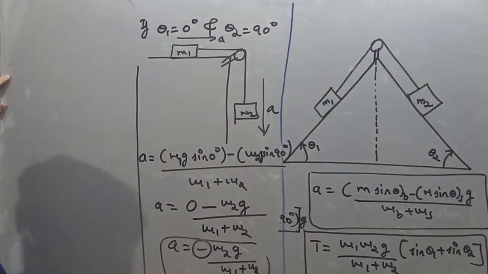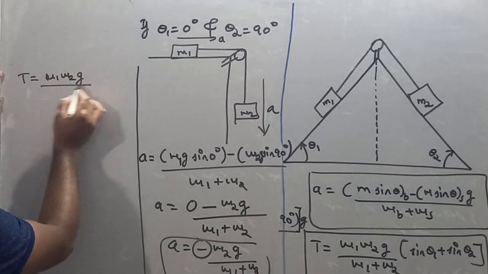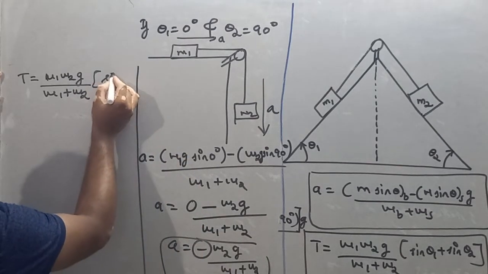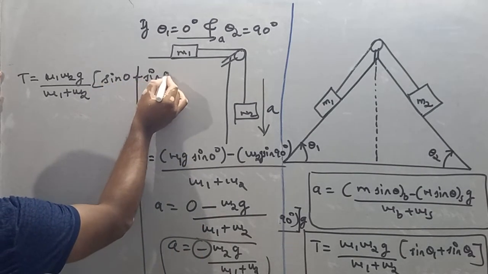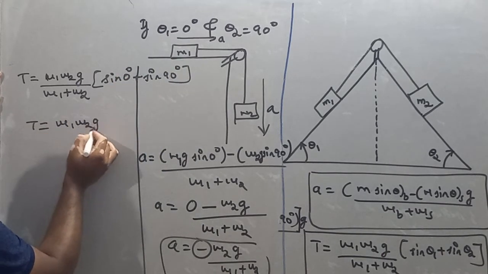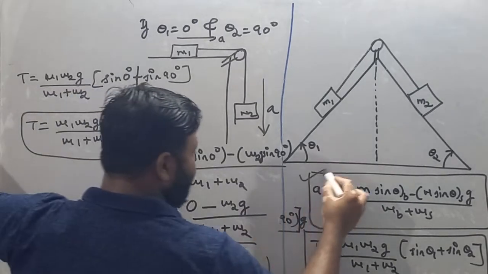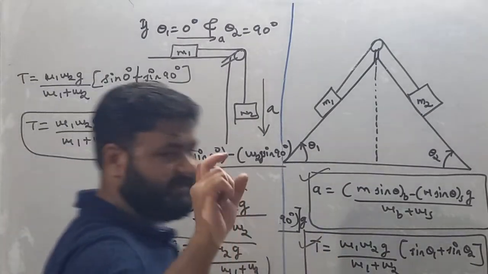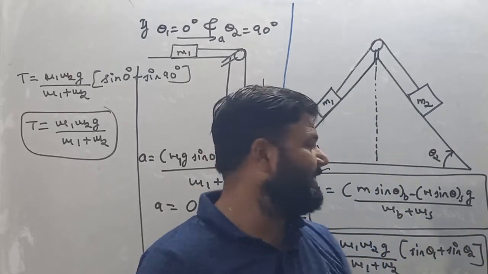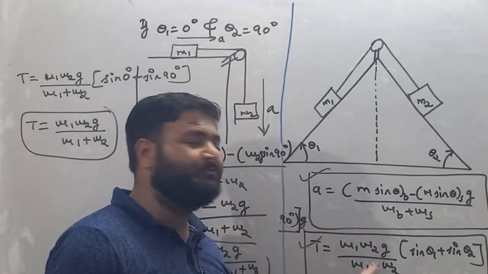Now see the value of tension. T becomes equal to m1 m2 g upon m1 plus m2 into (sine theta 1 plus sine theta 2). So sine 0 plus sine 90. Sine 0 is 0, sine 90 is 1. So T becomes equal to m1 m2 g upon m1 plus m2. If you are aware of these formulas and the concept is clear in your mind, then you will solve any kind of numerical without making an FBD with the help of these two formulas.